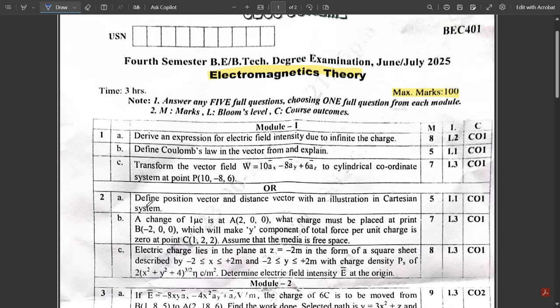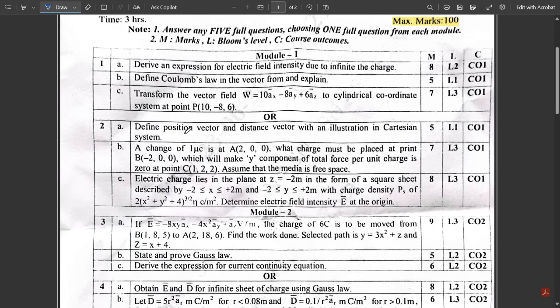From module 1, this is another choice question, that is 2A. Here they told us to define position vector and distance vector with an illustration in the Cartesian system. This is similar to that of Coulomb's law. Here you need to know the position vector and distance vector. The position vector is for a single coordinate system, you should be drawing one position vector. It is like a slope line, and the distance vector is between the coordinates. If you join the two charges in free space, that line would be called a distance vector. If you explain this in detail, you could be easily scoring the marks in this as well. That is 5 marks.